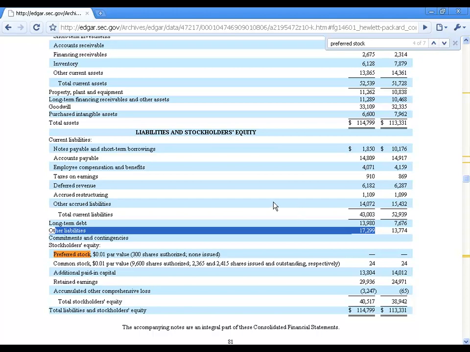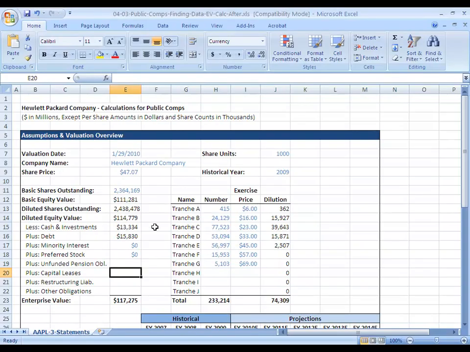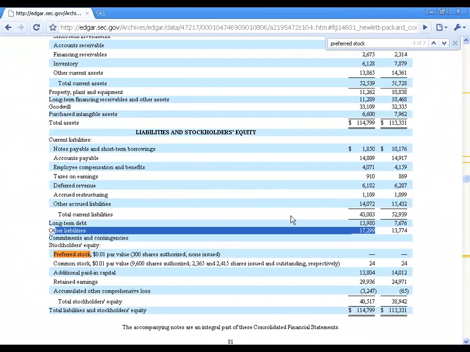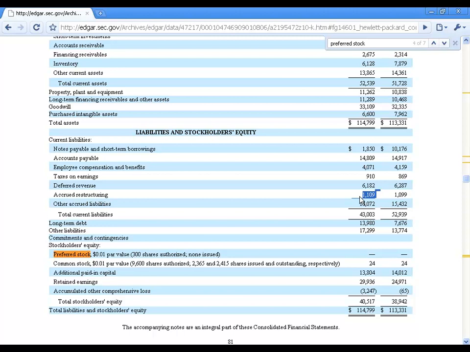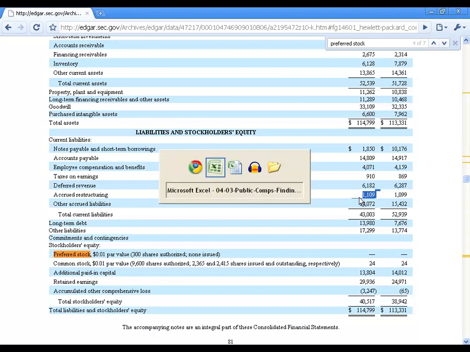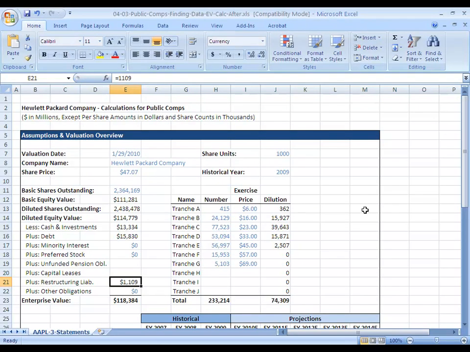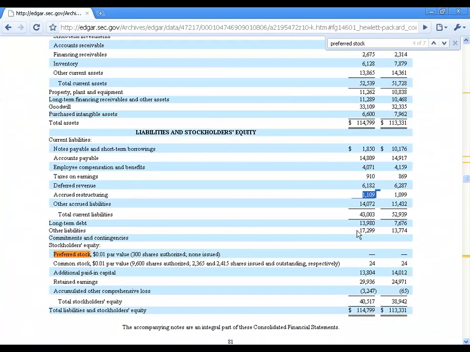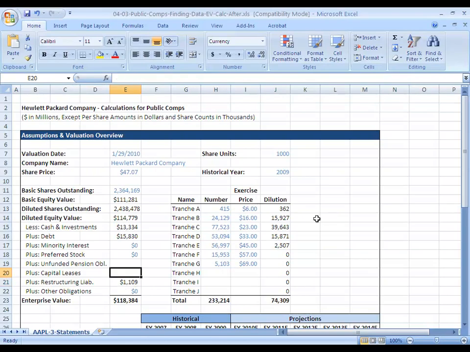In terms of the other items listed here, so capital leases, restructuring liabilities, and other obligations, I'm going to say 0 for other obligations for right now. We might change this depending on what we find later. For restructuring liabilities, this accrued restructuring charge right here, this one should probably be counted because this is part of a plan that HP went through to downsize, to rearrange departments, and if someone actually acquired them, then they would probably have to pay the rest of this. So I'm going to enter in 1109 for now. To figure out whether that's correct or not, we need to look at what's included in this other liabilities line item. For capital leases, we'll do a search on that later.